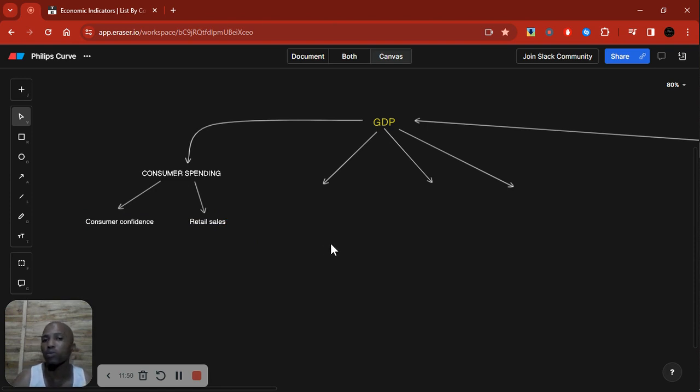Because remember what we said, in an inflationary gap, when they cut taxes, they're trying to reduce disposable income so that they can reduce consumer spending, or consumer demand. It is the same thing here. If consumers are not confident, then they're not going to spend money, and that is going to lower the output of the economy from the consumer side. And then retail sales, of course, it's about spending. If the retail sales are high, that means that consumers have money, they're spending, which is good. So that is the first component of GDP.